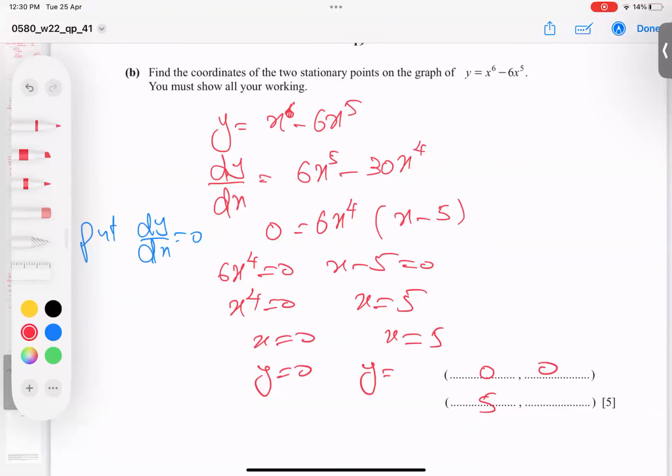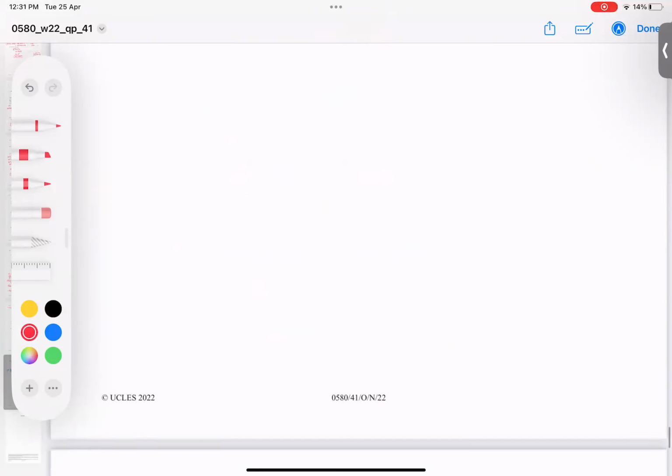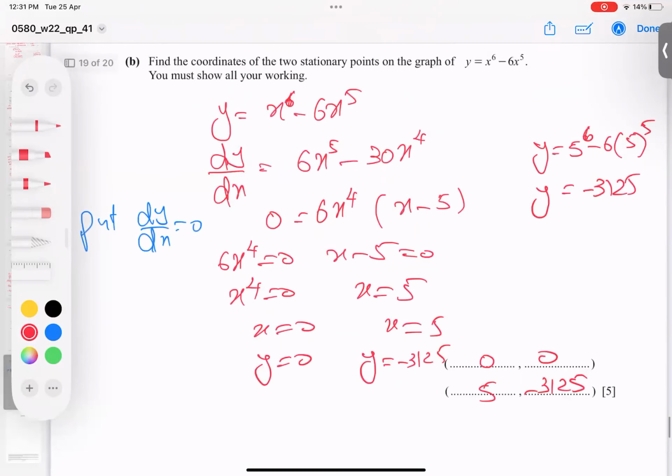Like I just showed you here, 5 to power 6 minus 6 times 5 to power 5. If I type it in the calculator, I get negative 3125. So I hope you got the idea very clearly. It means this concept is clear and the paper is completely over.